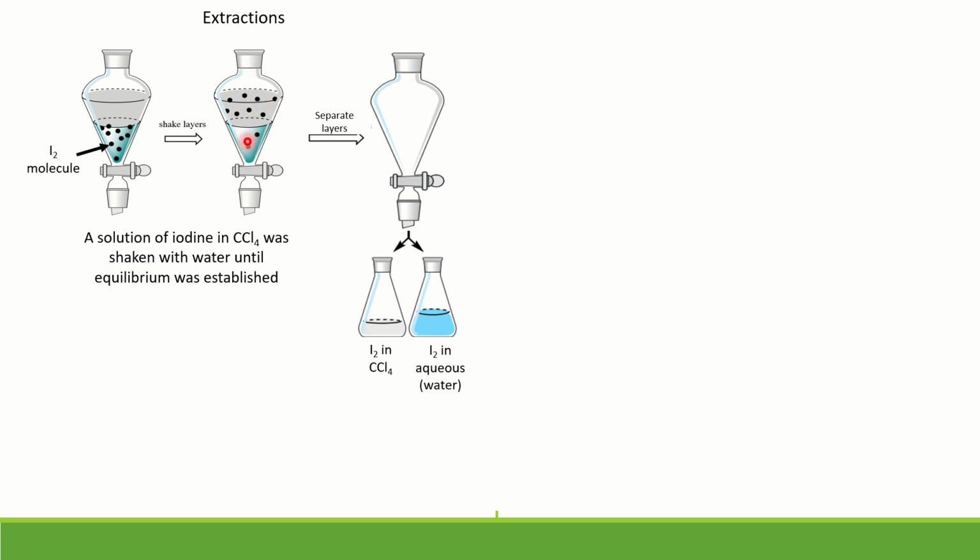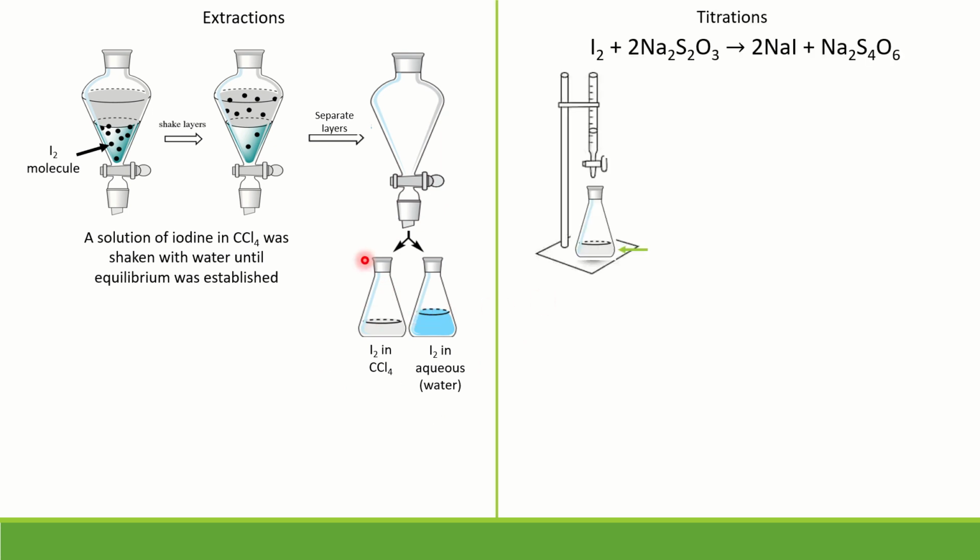The CCl4 and the water, you separate into two different conical flasks. I have here the first conical flask, which is the one that I collect for CCl4. The other one is for water. Now, once you have separated these two, then you can do the titration. So, what you do is that you take 25 cm cube of this CCl4 and put it into another conical flask. So, I'm taking 25 cm cube of the CCl4. Now, remember, this CCl4 layer contains iodine. That's why I'm titrating it with sodium thiosulfate.